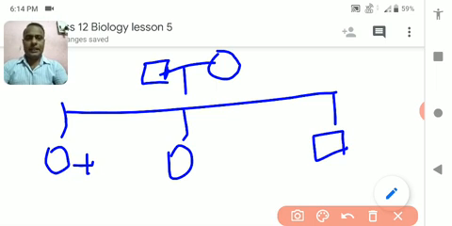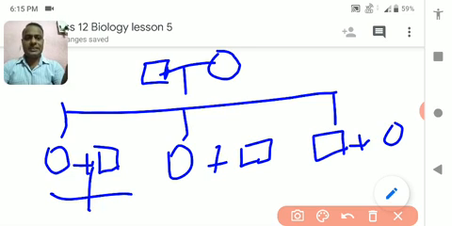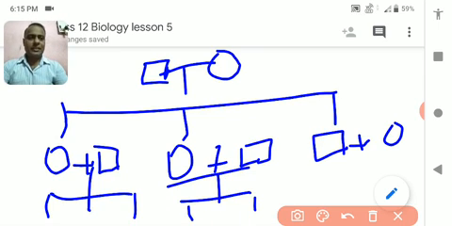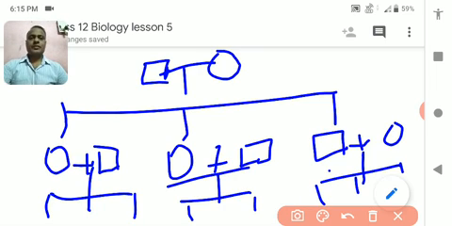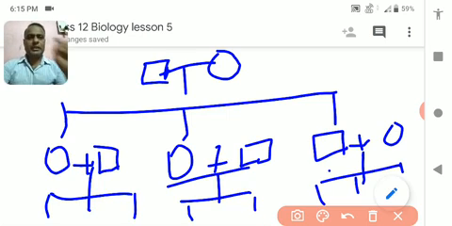The girl is again married with a boy. This one also married with a boy, and this one married with a girl. Okay, so in the next generation they have three different children, these have two different children, and these have three different children. So suppose the green color indicates a particular defect or particular kind of character.